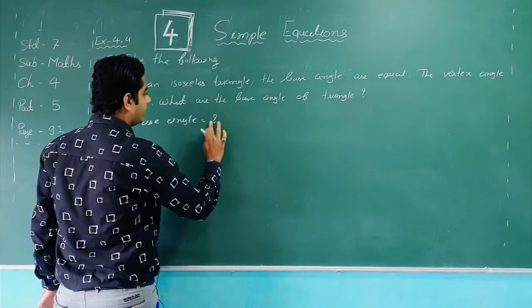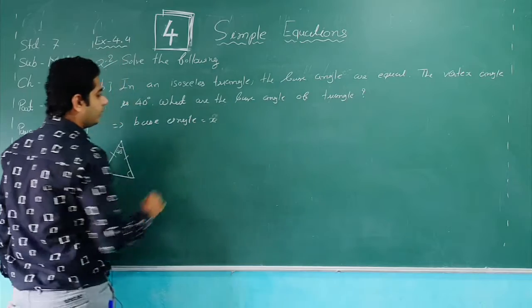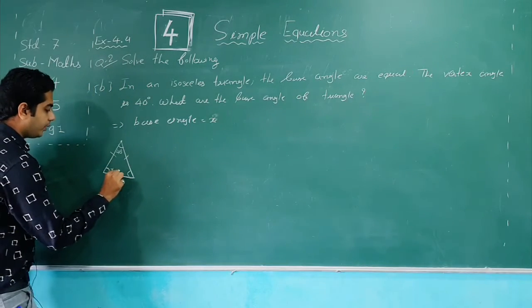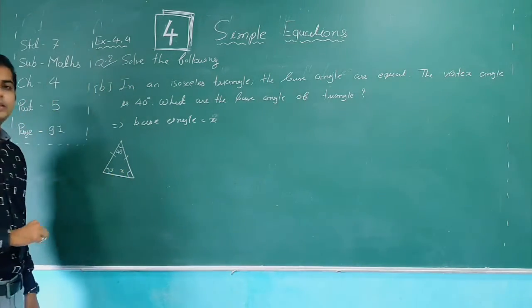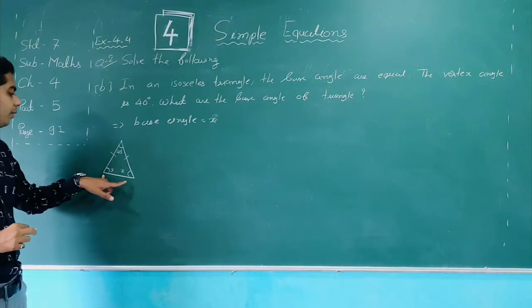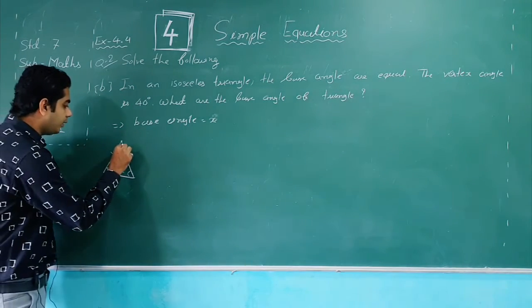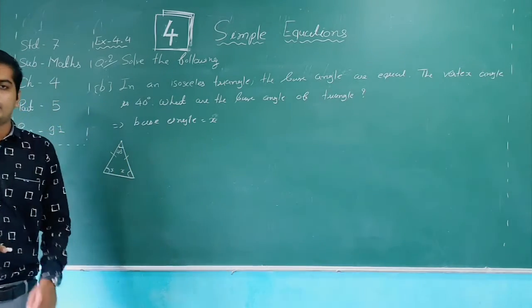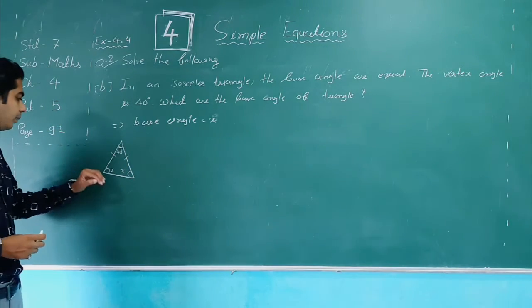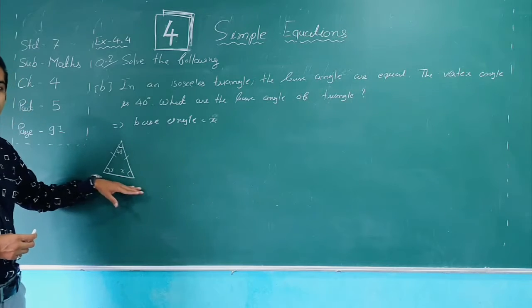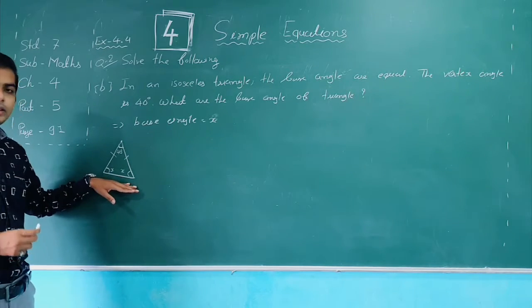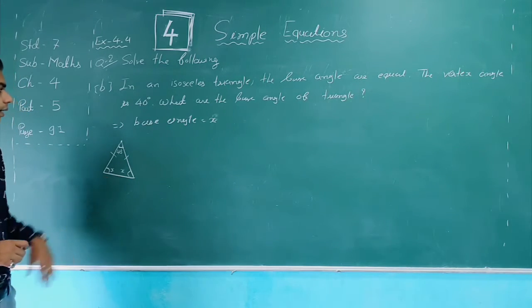Assume the base angle is equal to what? The base angle is equal to x. So we have to assume the base angle equals x. In an isosceles triangle the base angles are always equal. That is the property of an isosceles triangle. So whenever an isosceles triangle is given, we have to assume that the two base angles are equal.